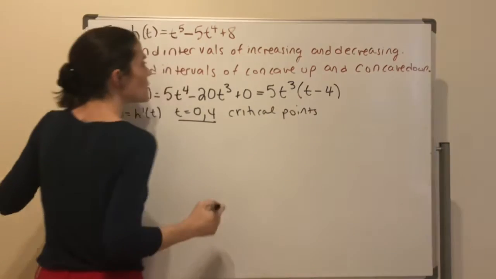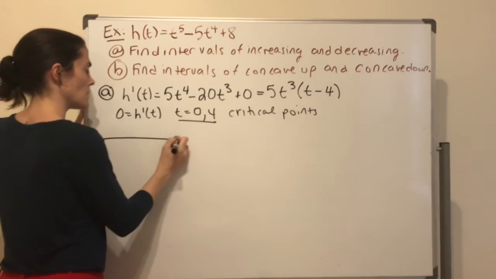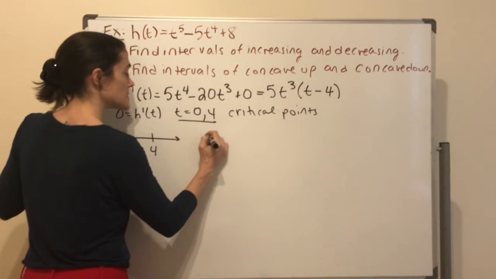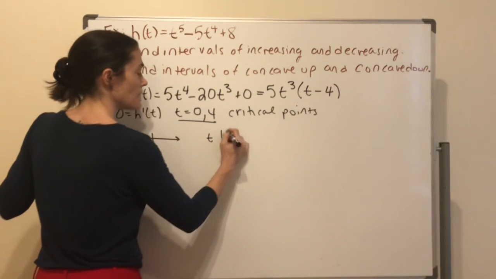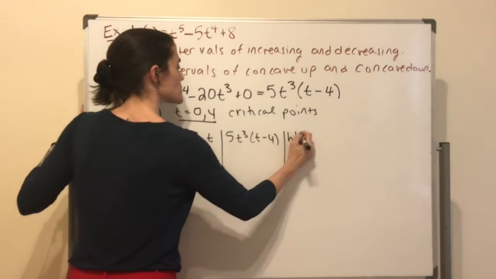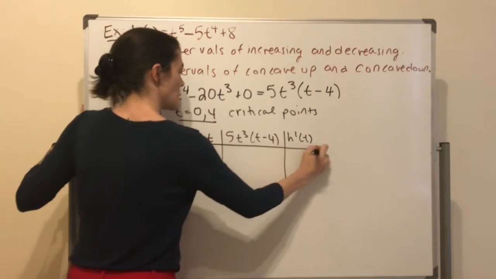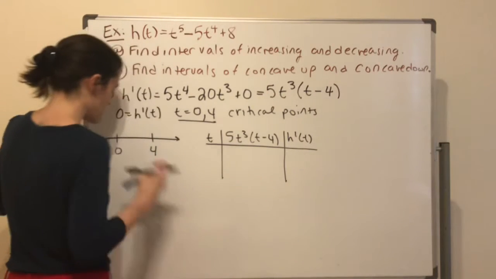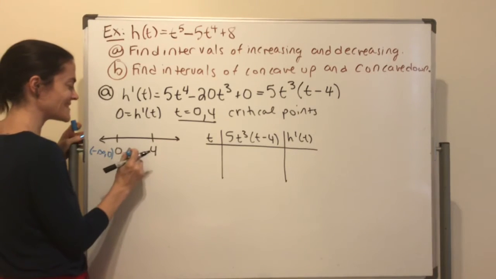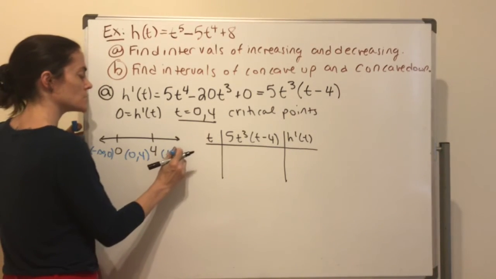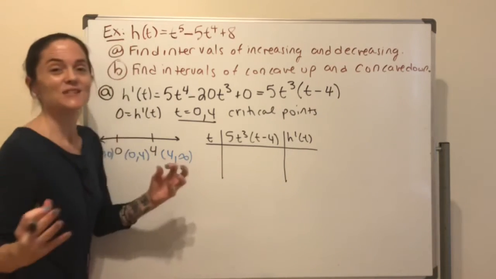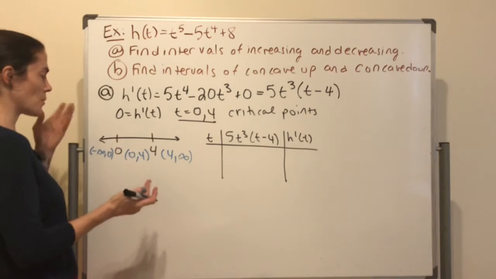Okay. Now, I'm doing increasing and decreasing. So I have 0, I have 4, and I'm going to test the derivative. I have t factored, it's 5t cubed, t minus 4, and this is the first derivative. And I can immediately write the intervals, minus infinity to 0, 0 to 4, and 4 to infinity. These are our open intervals that come from dividing the domain based on the critical points.